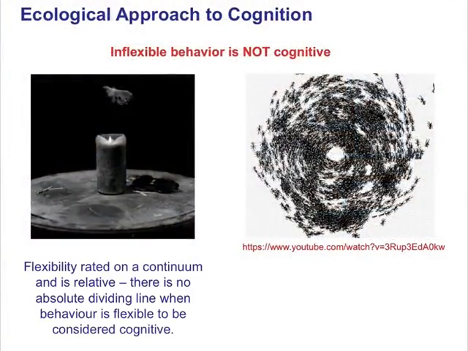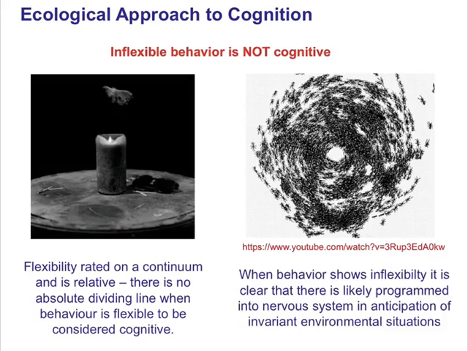And so these are two examples of inflexible behavior that help us think about what is not cognitive, which then of course helps us think about what is cognitive. And flexibility is really rated on a continuum. It's relative. There's really no absolute dividing line between behavior that's flexible that then allows it to be considered cognitive. And that's really one of the challenges.